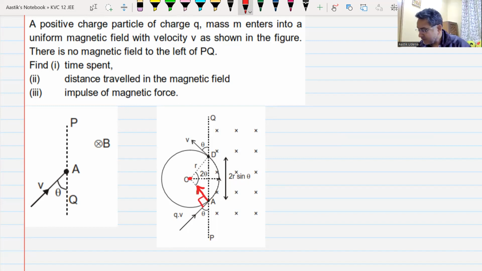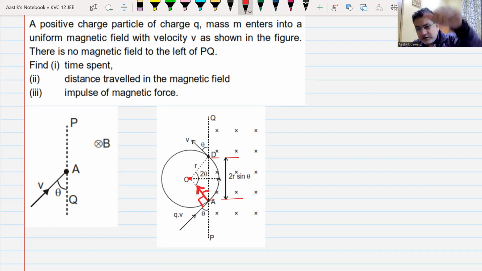Yes, sir. So from there, using simple trigonometry, you can find out that this smaller angle will be 90 minus theta. So the total angle will become 2 theta. Yes or no? By simple trigonometry, you can also find out that this distance, the vertical height, will be 2r sine theta. Yes or no?